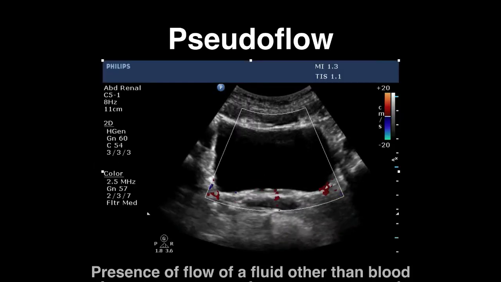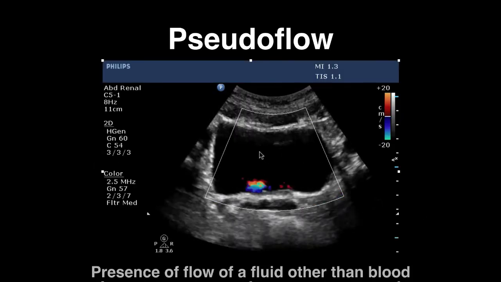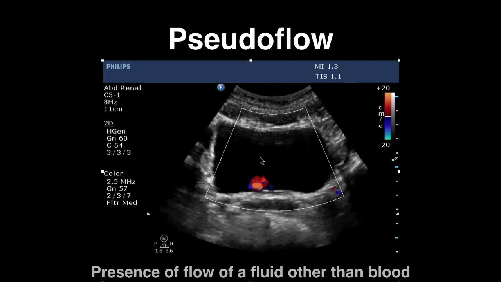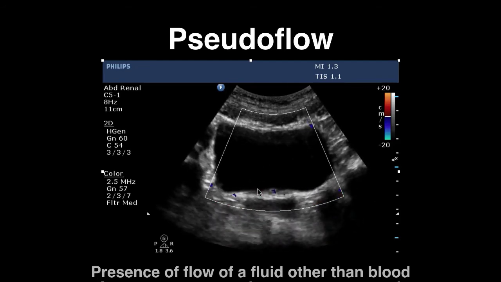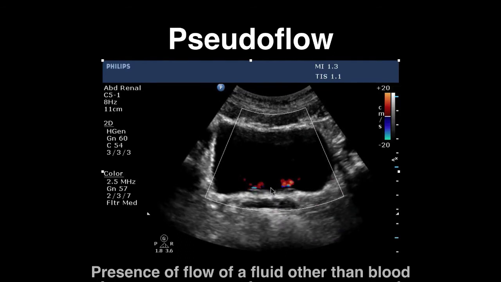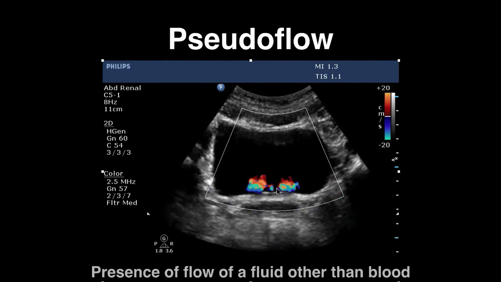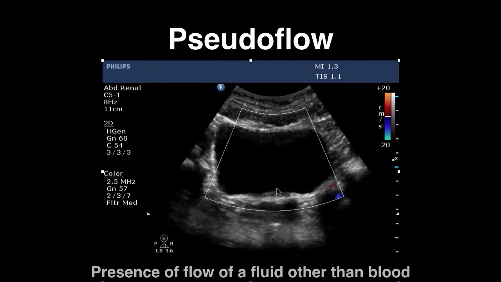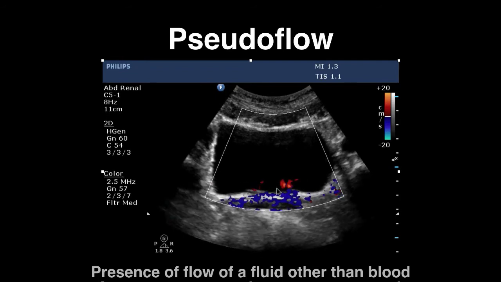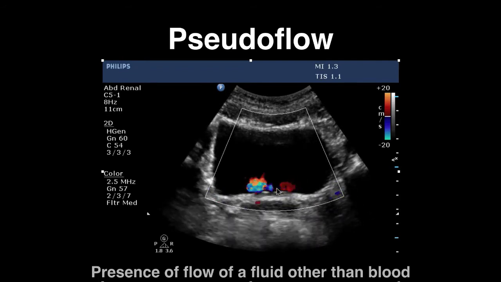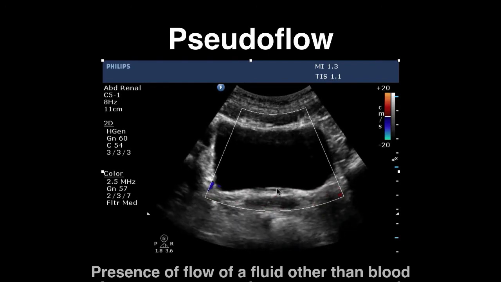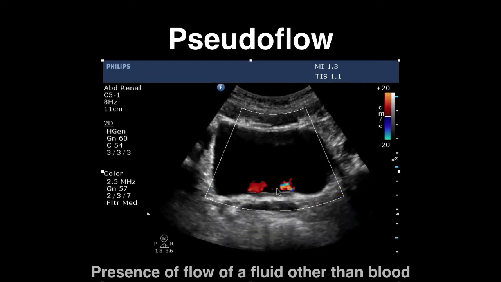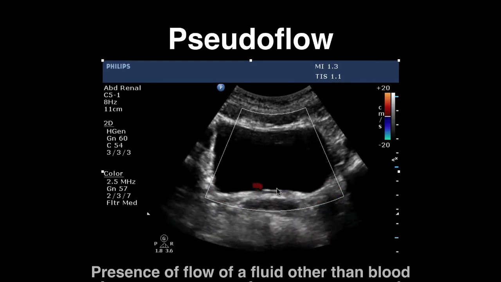Now here we have an example of pseudoflow. This is a transverse view of the urinary bladder, so we have anterior, posterior, patient's right, patient's left. Here's the anechoic urinary bladder, and within there intermittently you can see that we're getting a Doppler signal, and that's because of the urine that's coming into the urinary bladder. So we are getting a Doppler signal here because there is relative motion between the sound source and the transducer. But from a pure definition standpoint, this is pseudoflow because it represents flow of a fluid other than blood.